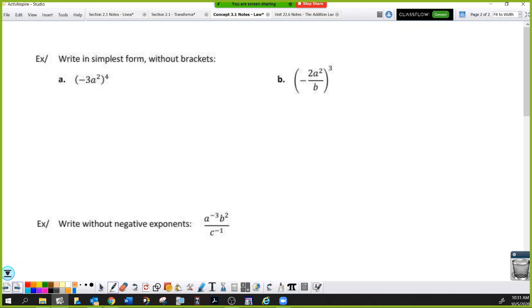Write in simplest form without parentheses, without brackets, whatever. Here's what we got going on. In part A, we're just using the fact that I have a product inside this set of parentheses. So because there's a product in there, both of those objects are getting that power of 4. I'm going to do it in a couple steps. -3 to the 4th and a squared to the 4th.